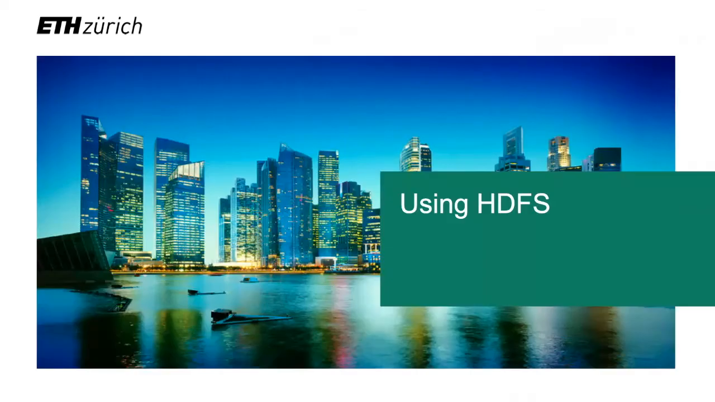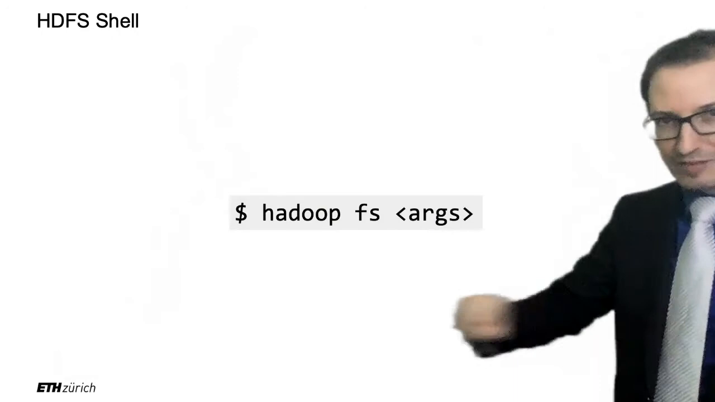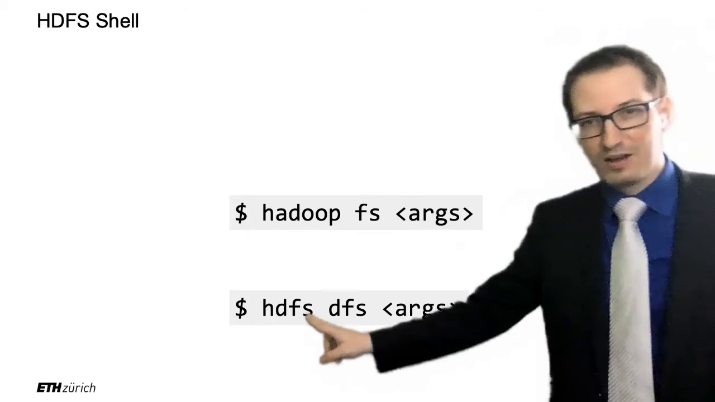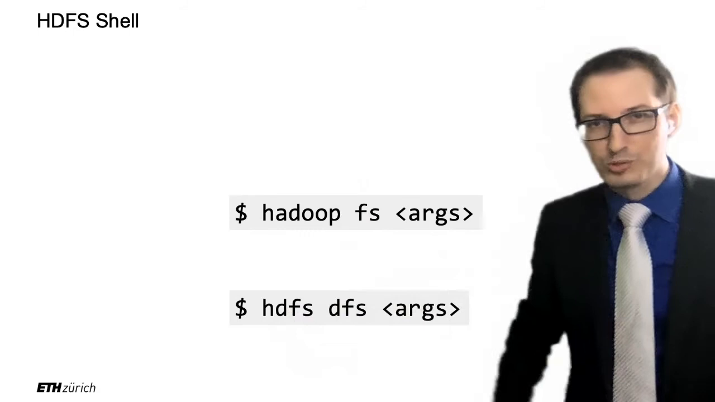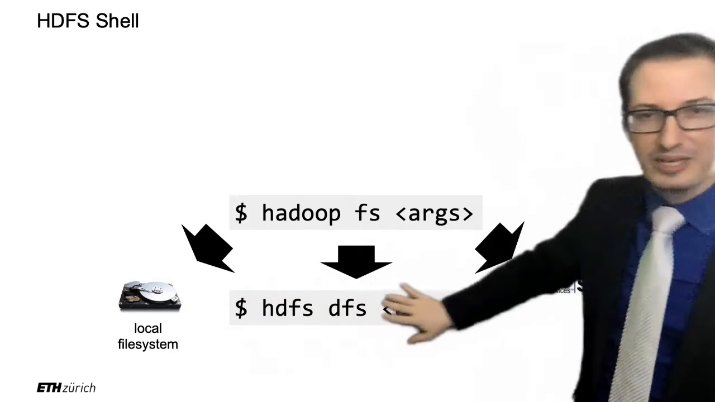Okay, so now comes the cool part: how do we use it? Well, the good news, it's very similar to your command line. You have this hadoop fs utility that you provide arguments to, I will show you the arguments. And you can also directly go to hdfs, this other utility, they do the same thing. But the difference is that this one also supports the local file system, S3, anything else. So this is why the recommendation is to use this one and not hdfs directly. It's just for your convenience, right? So this is the way to go.